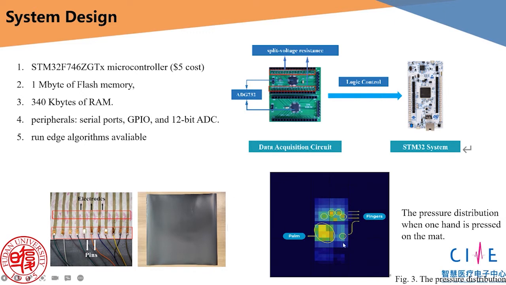The pressure distribution when one hand is pressed on the mat is shown in Figure 2. Due to the high sensitivity of the mat, the position of the palm and the fingers can be detected.